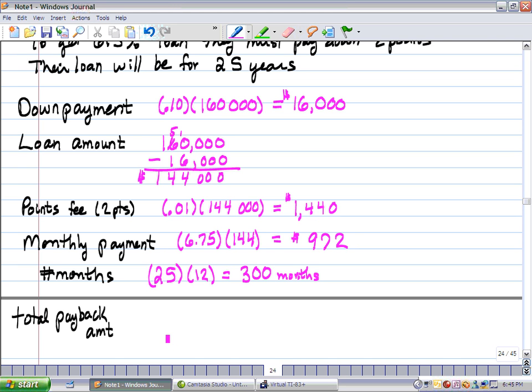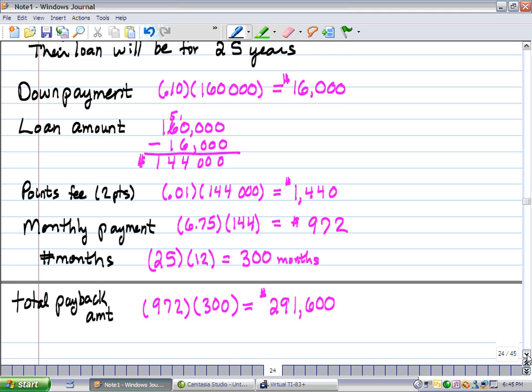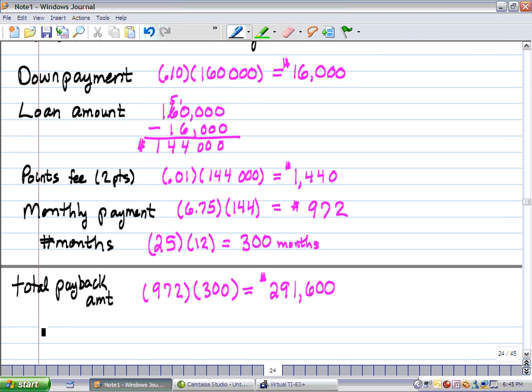The total payback amount, well, I'm going to be paying $972 for 300 months. That's writing a lot of checks. So the total I'm going to pay, my gosh, is $291,600. It's how much I'm going to have to pay back the mortgage company. Okay, so what was my finance charge?